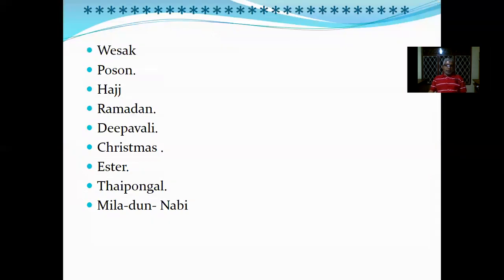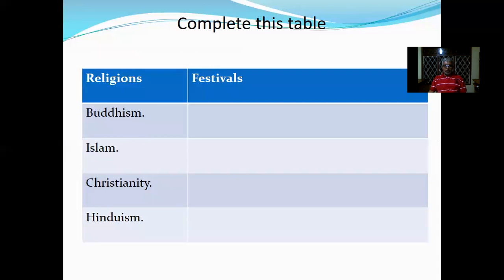A guideline is given: Vesak, Poson, Hajj, Ramadan, Deepavali, Christmas, Easter, Thai Pongal, Miladun Nabi. Then you can put them here. What are the festivals connected to Buddhism? What are the festivals connected to Islam? What are the festivals connected to Christianity and Hinduism, like that? Then you can complete it at leisure.